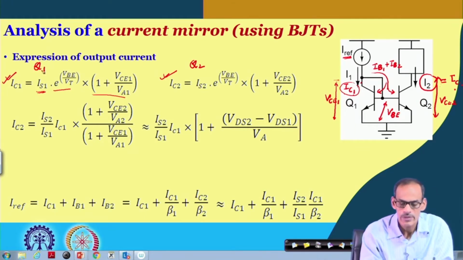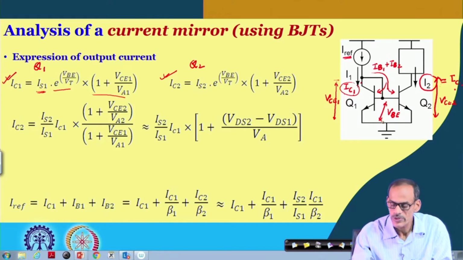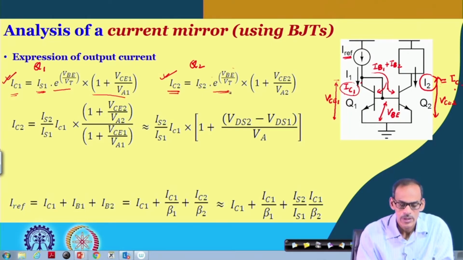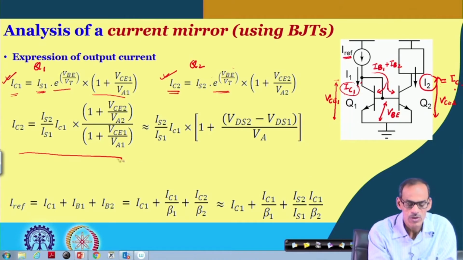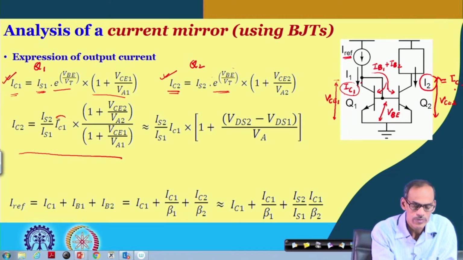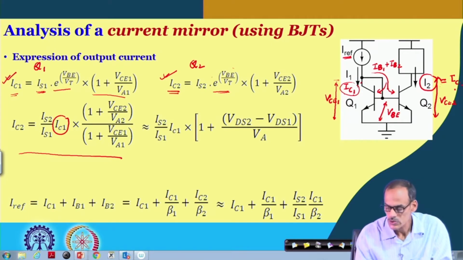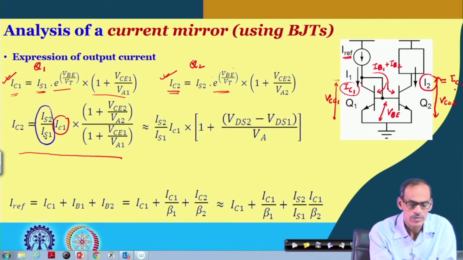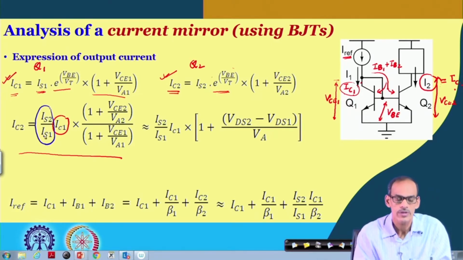Now, as I said, if I consider both the VBEs to be the same and the non-ideality factors equal to 1, or maybe even equal, then we can take the ratio of this current and this current, where the e to the power VBE part gets cancelled, and that gives us the expression of IC 2 in terms of IC 1 and also in terms of the reverse saturation currents of the 2 transistors, IS 2 divided by IS 1.